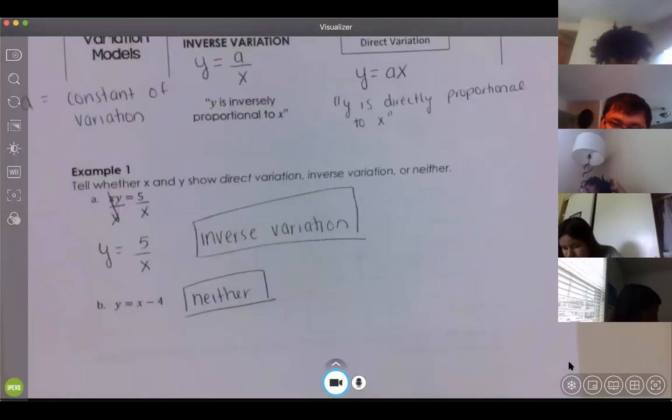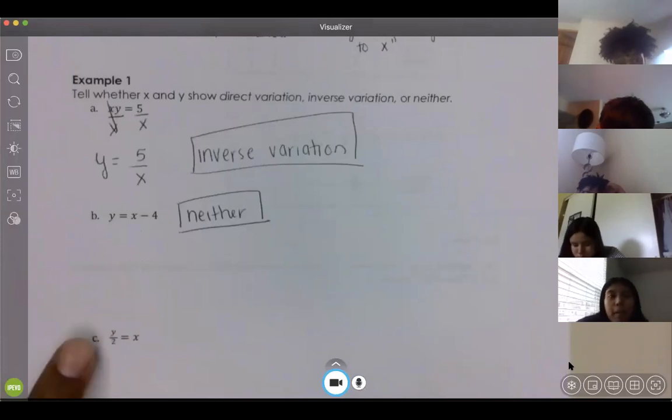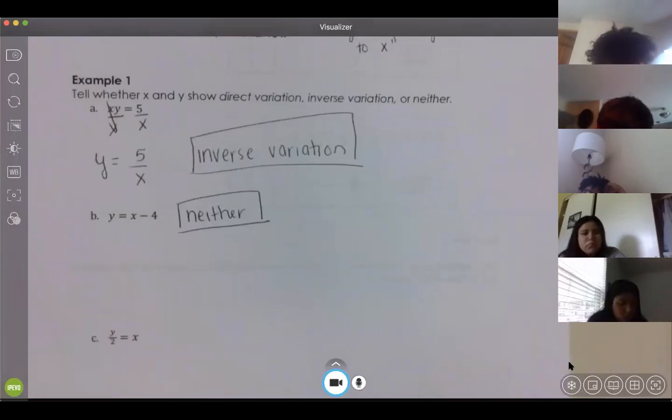All right, next question, part C, y over 2 is equal to x. So first step, you want to make sure y is by itself. Right now you have that 2 in the denominator, so you need to make sure you get rid of it. How do you get rid of the 2? How do you get y by itself? What do you think, Josh?